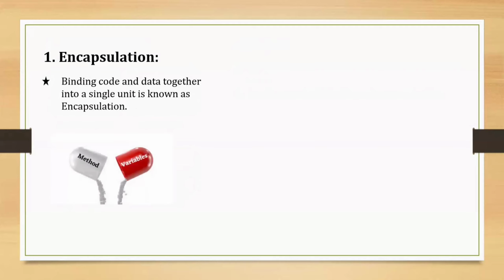Let's take example of a capsule. In the capsule, the medicine is always safe inside the capsule. Similarly, through encapsulation, the methods and variables of a class are well hidden and safe. Encapsulation is implemented by class.